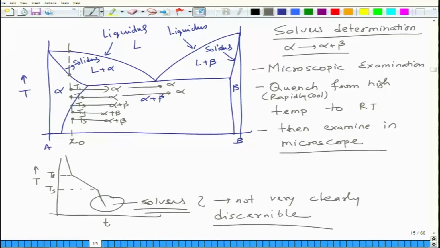However, if the system decomposes, so if this alpha decomposes into alpha plus beta upon quenching, which means it has a very large driving force to form the beta phase, then you may not be able to obtain correct information. In such a case, you examine them in a microscope and do XRD. X-ray will tell you about the structure of the phases, the microscope will tell you about the differences in the morphology, appearance and compositions, and then you correlate this information together.